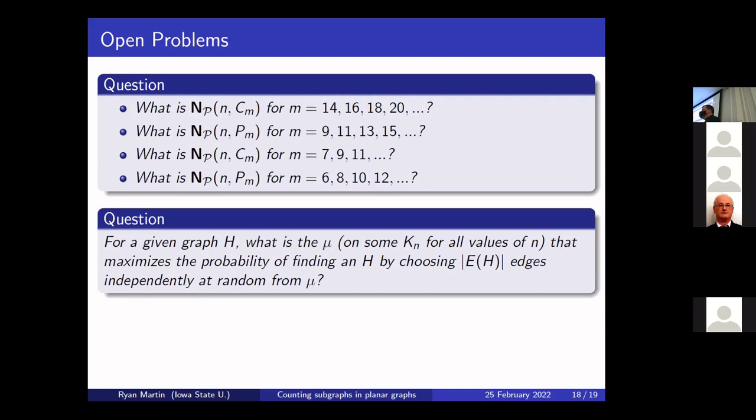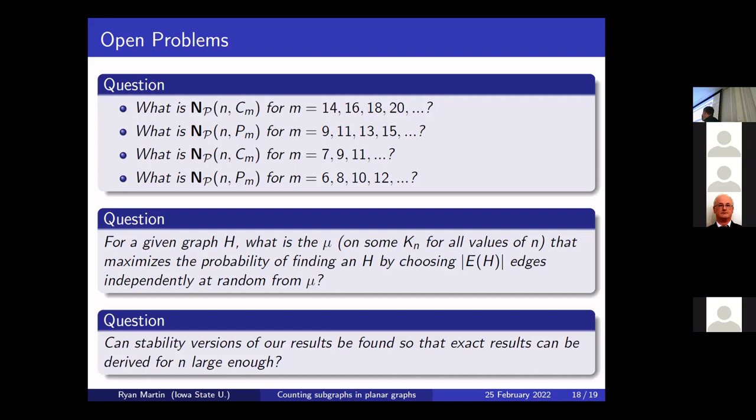One of the reasons is the answer might be a configuration that's not planar. Then we don't know what to do. We have an upper bound, but we don't know what to do. But this is the general question that I think is of independent interest. You just choose edges at random from some distribution, but what you're interested in is maximizing the probability, not the expectation.